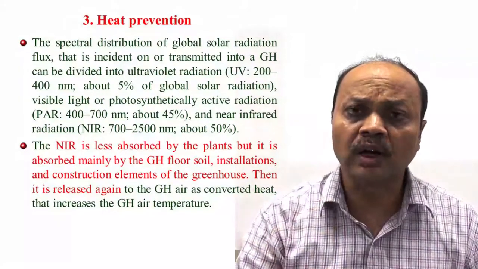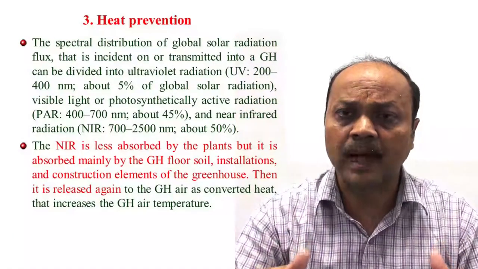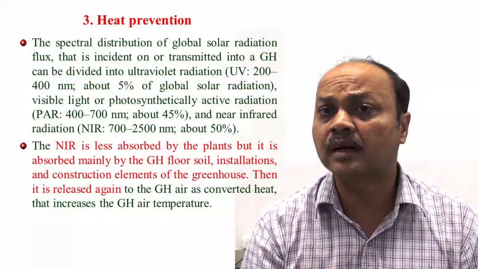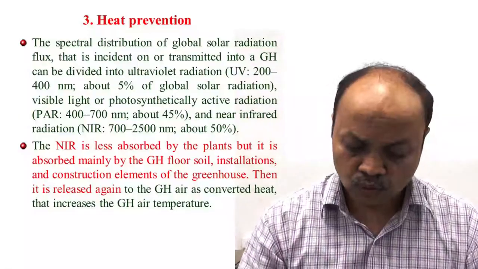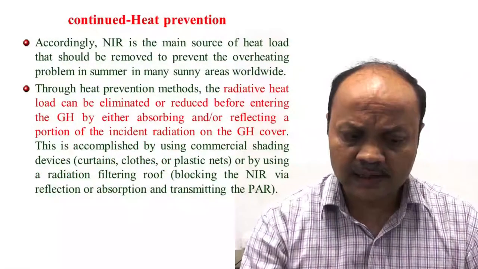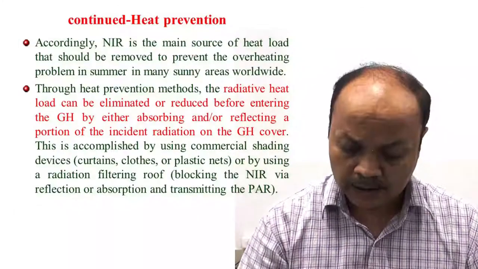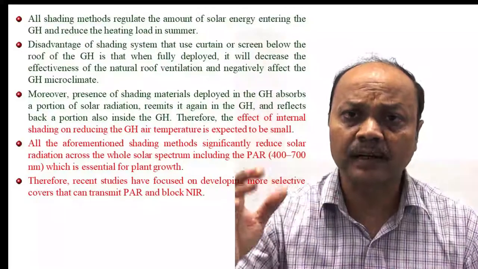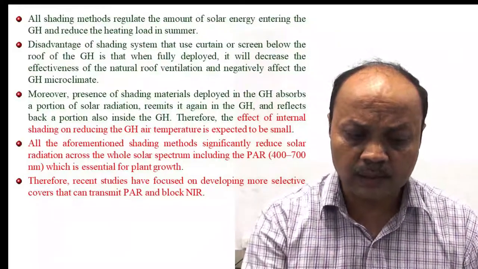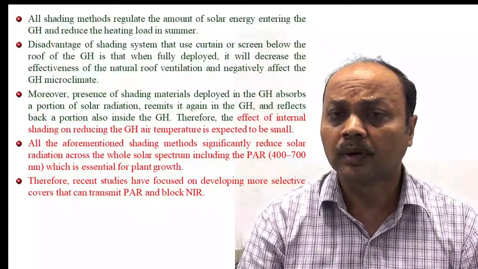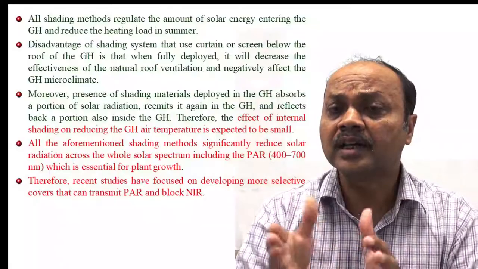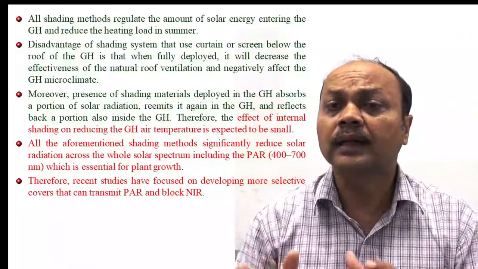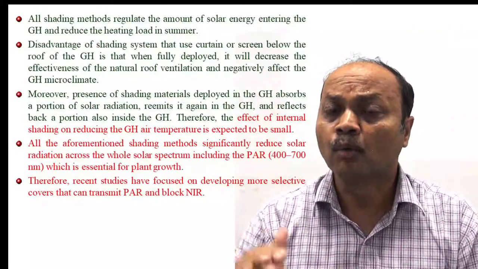As I already told, whenever the light energy comes, three things happen. Based on the type of material you are using, in each case the inside temperature and phenomena will be different. Whenever we are using shading, we are not fully reflecting. Some part is reflected, but apart from the shade, it also reduces the power. As I told, the near infrared portion is more important during summer. If we remove the near infrared portion, the temperature inside the greenhouse will be less severe.